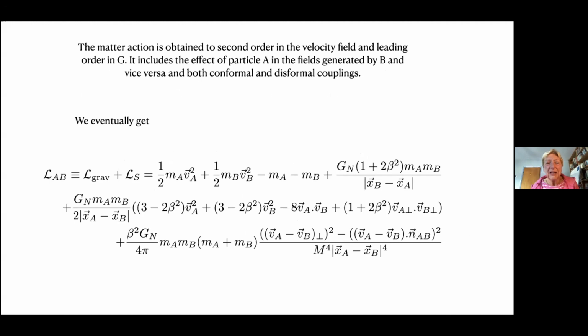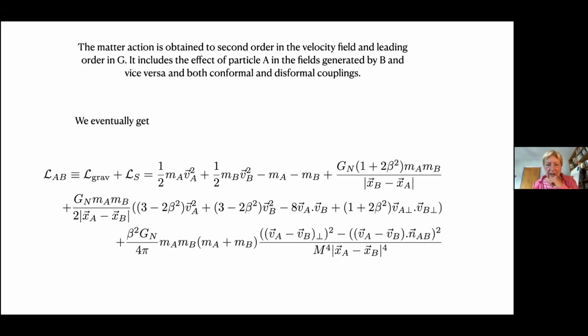So to second order in the velocity field, and leading order in G, we've got the effects of particle A in the background of the field generated by B, and vice versa for both sets of coupling. And so for particle A and B, two bodies, we've got gravitational sector and the scalar sector. Now, I'm just writing it down because the derivation is kind of long. And I'll lose you.